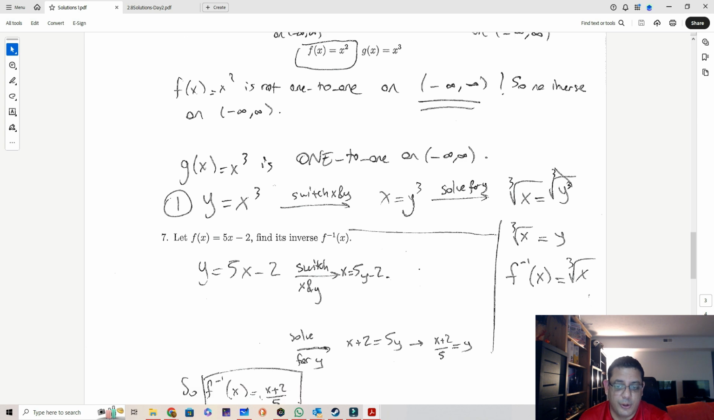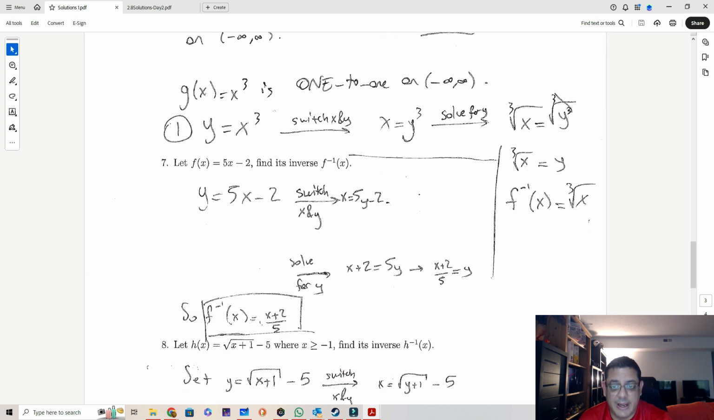Let's do the same thing for now 5x minus 2. 5x minus 2, we know that it's a line, so it's a one-to-one function. First, we're going to take y equals 5x minus 2, and we're going to switch x and y. And so that's going to transform into x equals 5y minus 2. But then that means that if we solve for y, then we're going to have that x plus 2 is 5y, and then x plus 2 over 5 is y. So f minus 1 of x is going to end up being x plus 2 divided by 5.